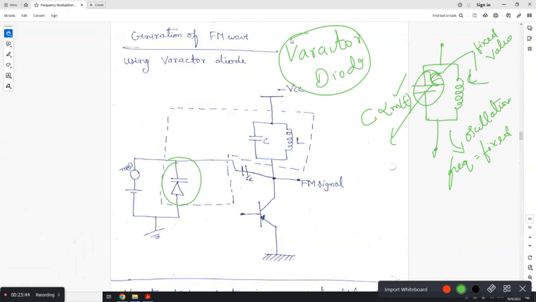The output capacitance of a varactor diode varies according to the input voltage. As the input voltage varies, capacitance also will vary. That's what we require, right? So what we'll do for this tank circuit is connect this varactor diode in reverse bias and connect the input voltage, which is your signal m(t).